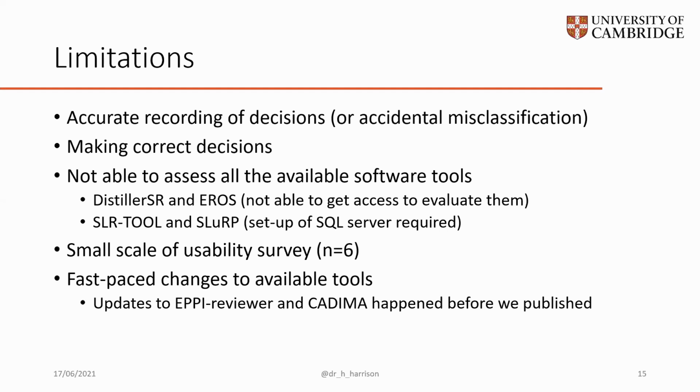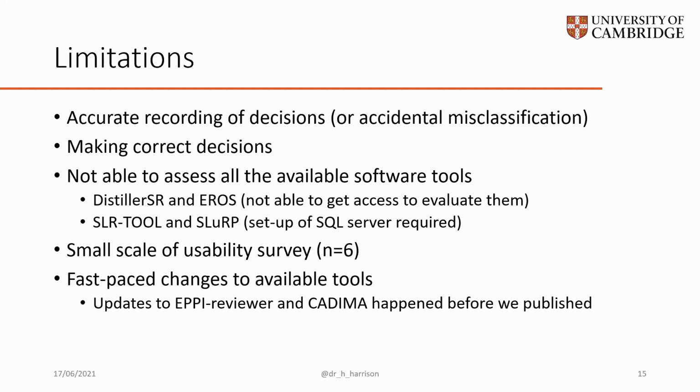It would be really nice to know if certain tools help people reduce accidental misclassification, if they support people to make correct decisions, and whether people agree with their collaborators more using different tools. It'd be really nice to know if the tools were supporting people to do systematic reviews well, as well as supporting them to do them in a way that makes them happy.